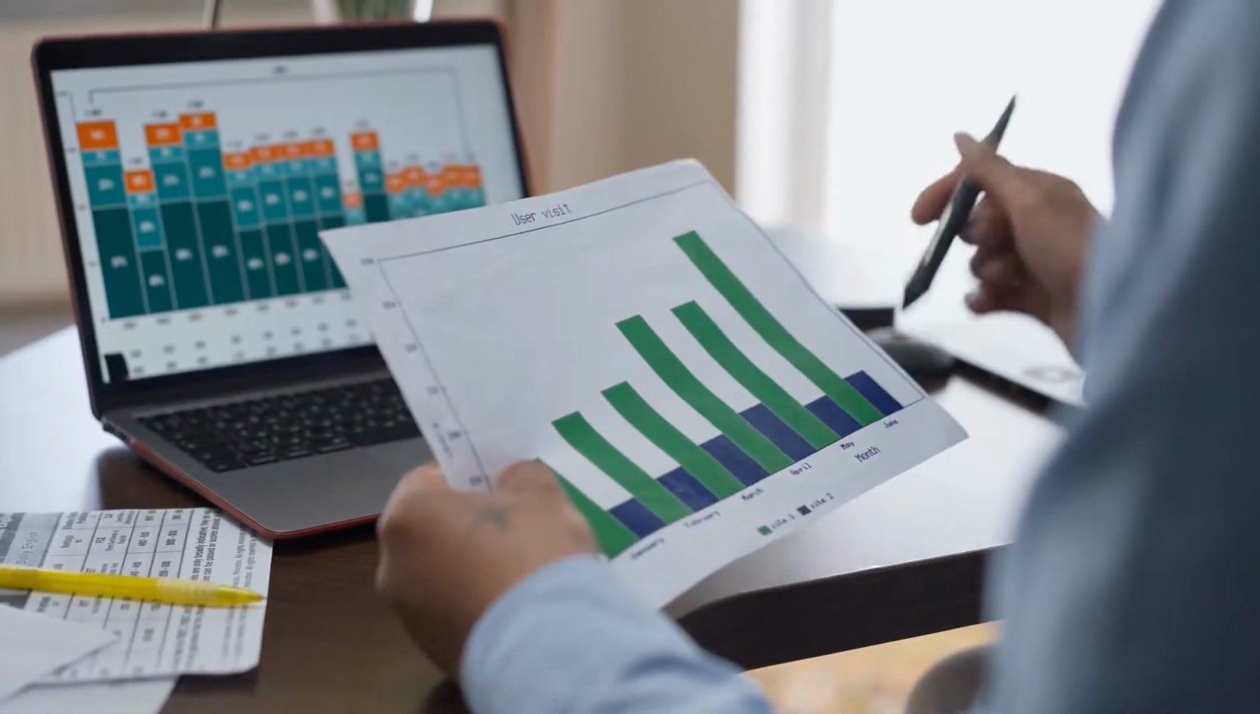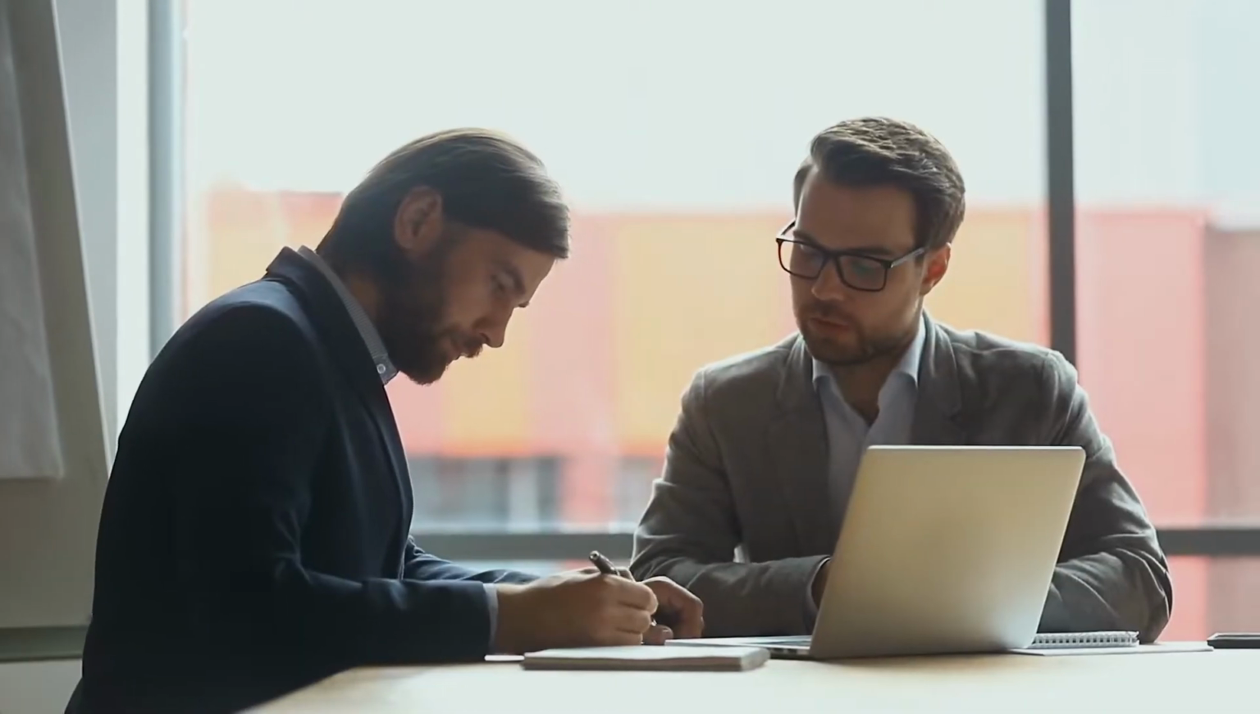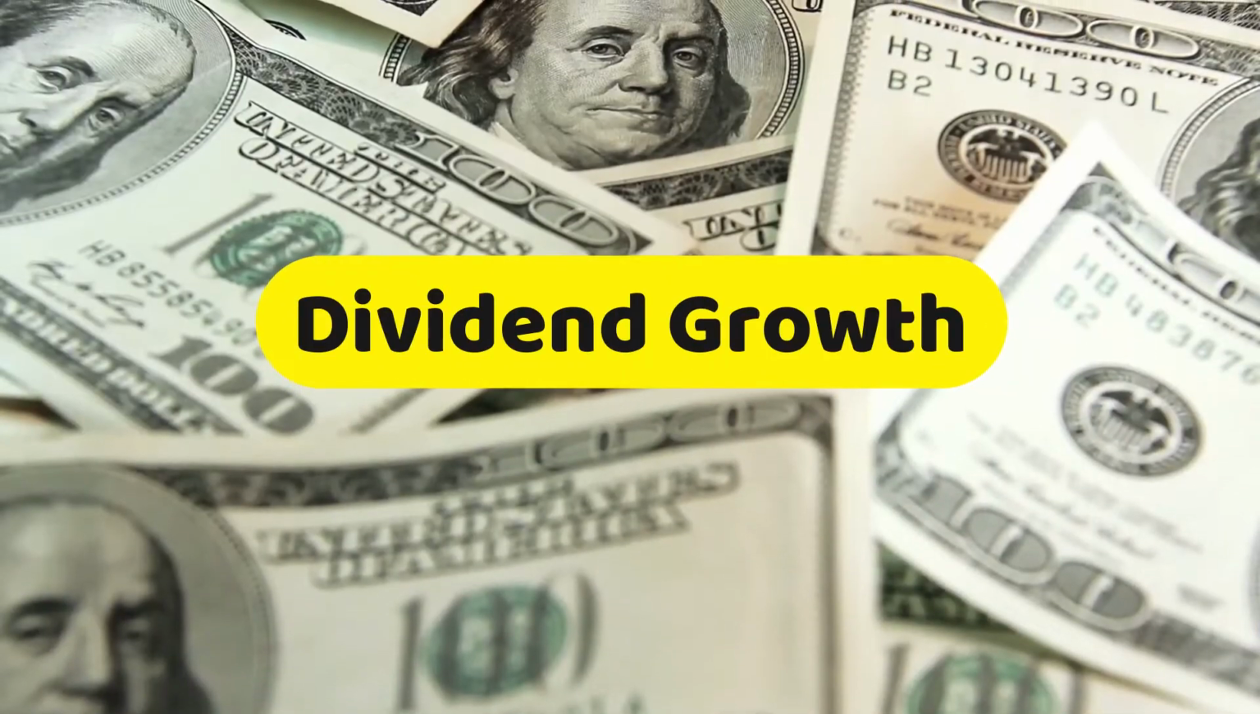Generally, a dividend yield of 4 to 6% is considered quite good, but this can vary with interest rates and general market conditions. For most investors, a lower dividend yield may not be enough to justify purchasing a stock solely for the dividend income. Dividend growth.